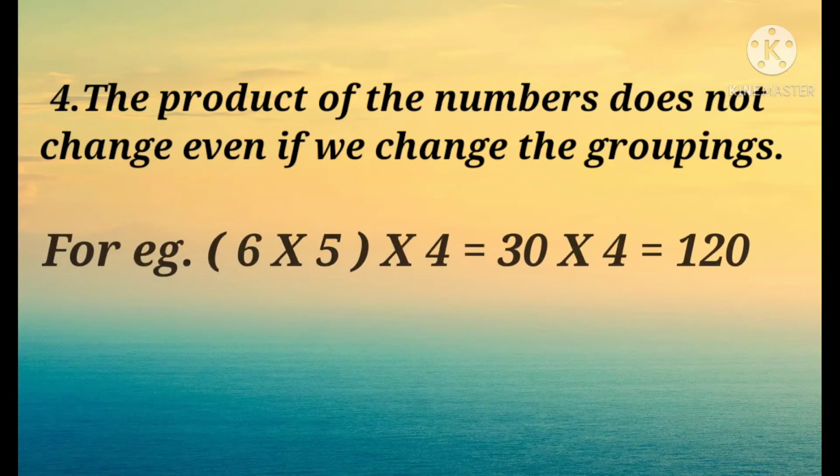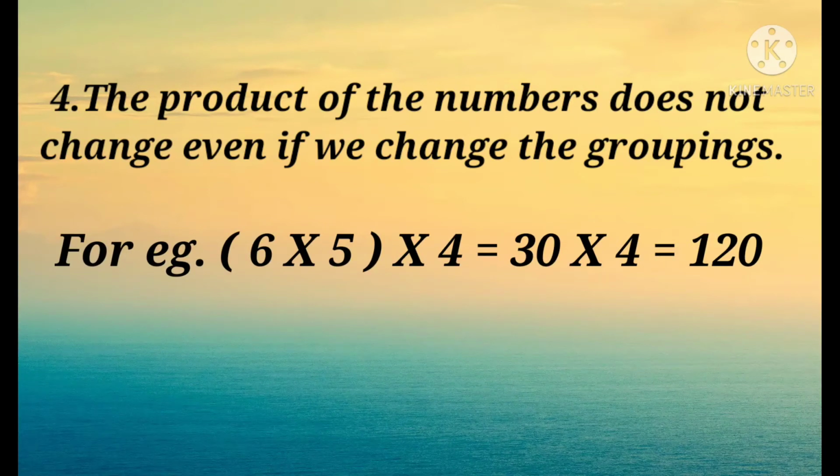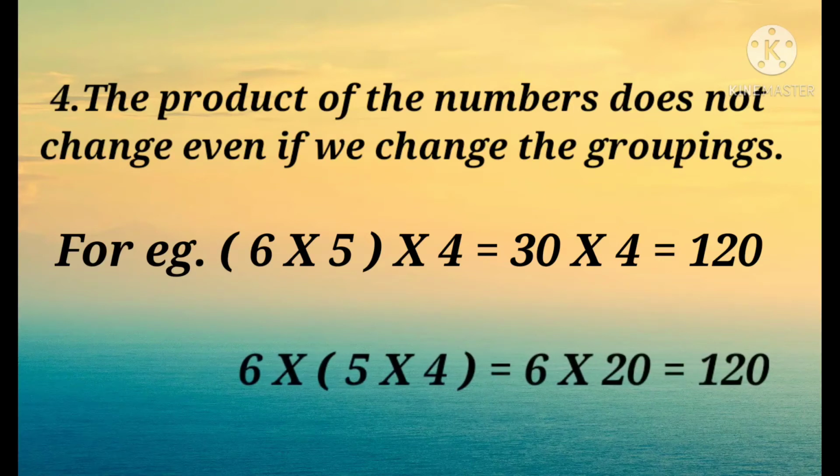Fourth property is the product of the numbers does not change even if we change the groupings. For example, if we take three numbers 6, 5 and 4, and if we first make the group of 6 and 5 and multiply it, we get the product 30, and when we multiply it by the third number 4, we get the product 120. Now, if we change the grouping, if we make the group of 5 and 4, that is second and third number, and multiply it by the first number, that is 6, we get the same product, that is 120.